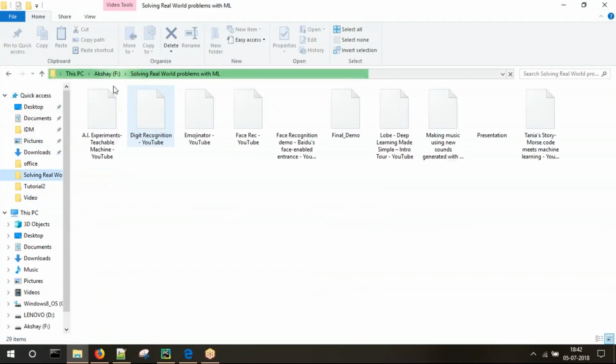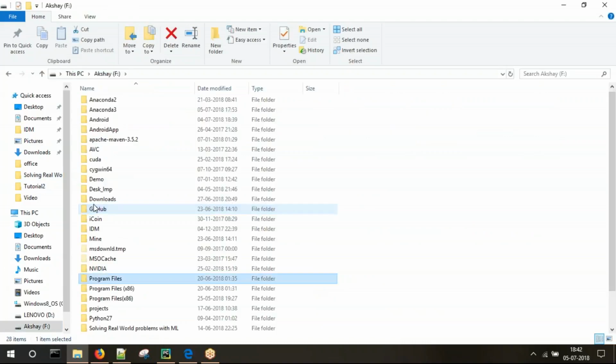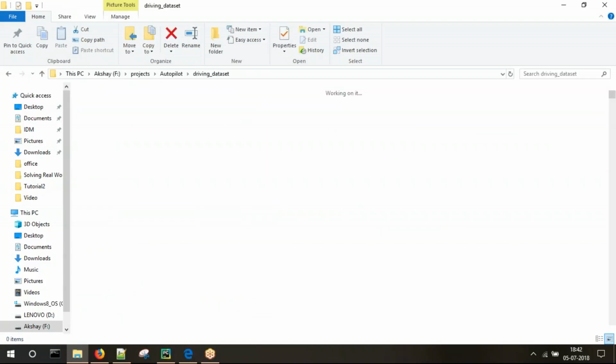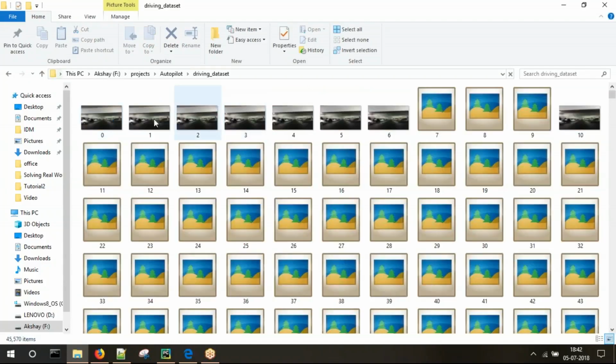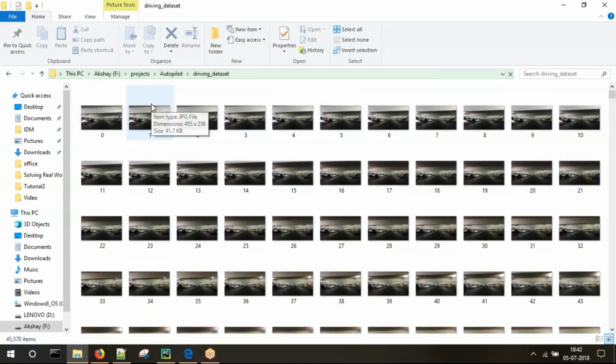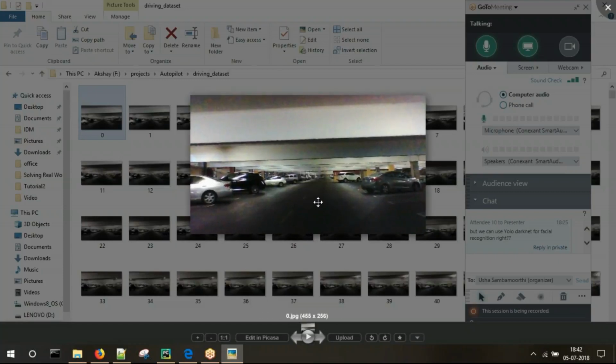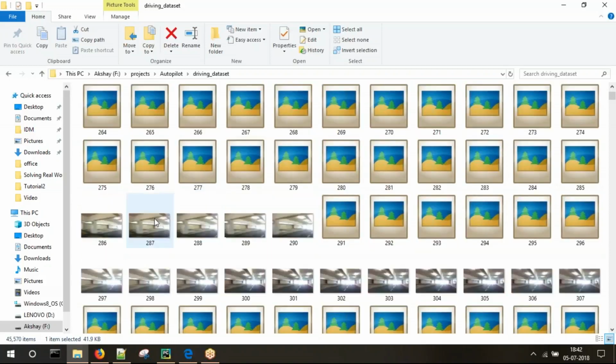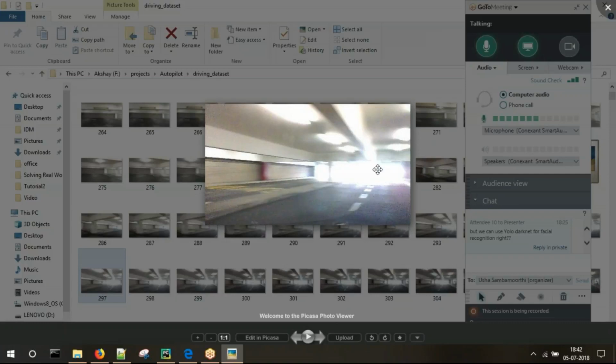Okay, so I just started with this project a couple of weeks back, and I'm still working on this. As you can see, there are different images. I believe the size of the data set is around 3.5 GB. So you can see there are different images of roads, so different images of road.